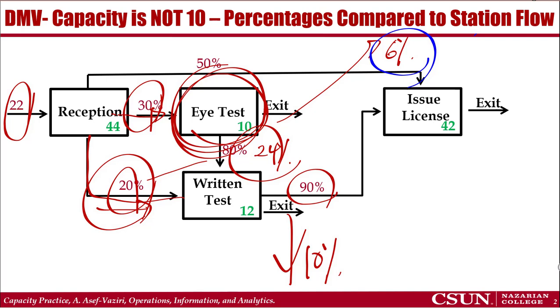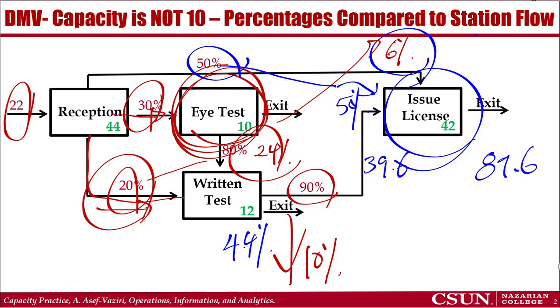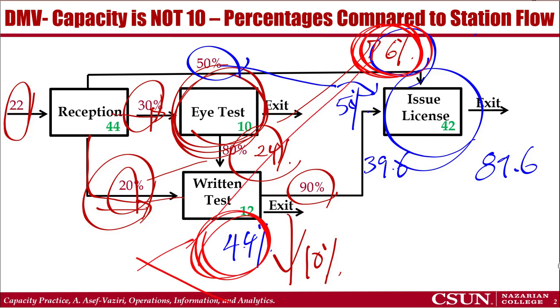10% of 44% is 4.4%, and the rest, which is 39.6%, go over there. 39.6 come here, and 50% also come here. The total that enter the final process is 89.6, and 6% from here and 4.4% from here leave the system.